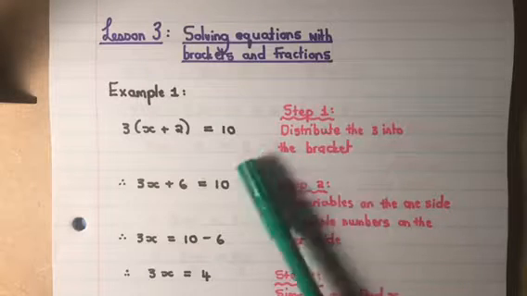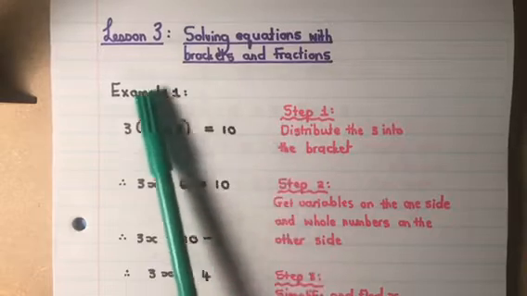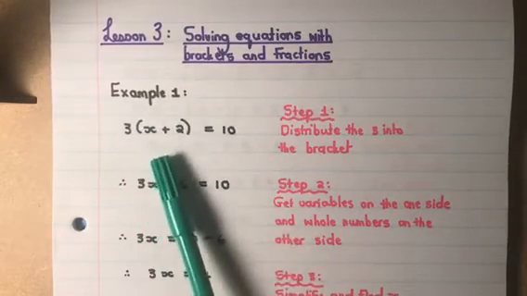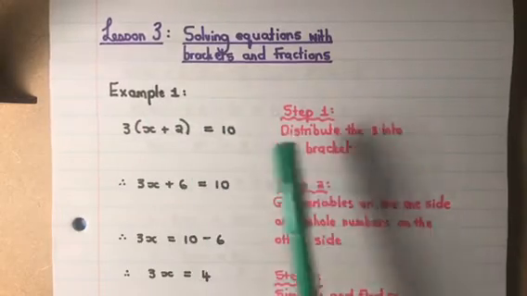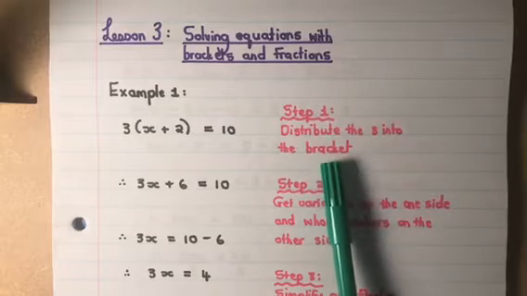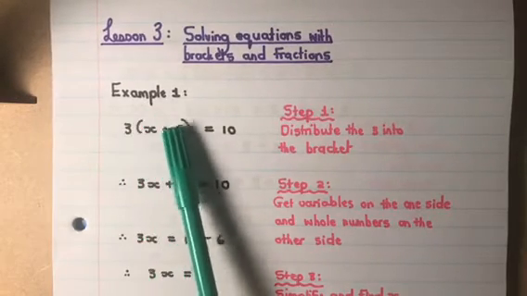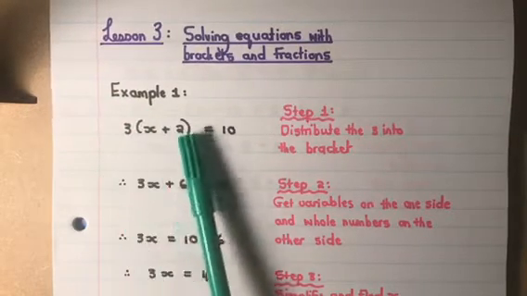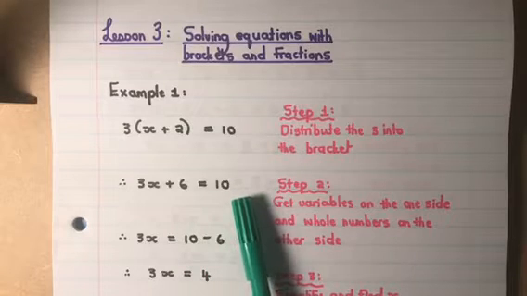As you can see, it says 3x plus 2 in brackets is equal to 10. So the first thing that we want to do is get rid of those brackets. And the way we do it, like we were taught in term 1, is through distribution. So we're going to distribute that 3 into the bracket. So the 3 is going to be multiplied by the x and by the positive 2. So 3 times x is 3x, and 3 times positive 2 is positive 6, is equal to 10.